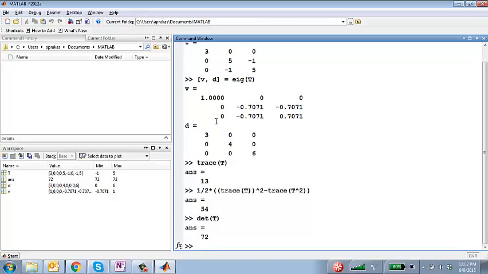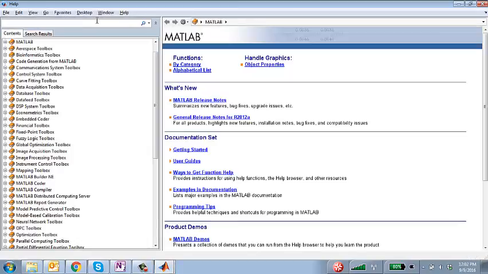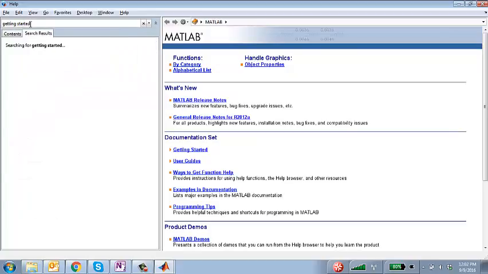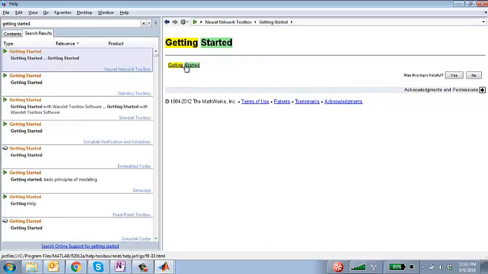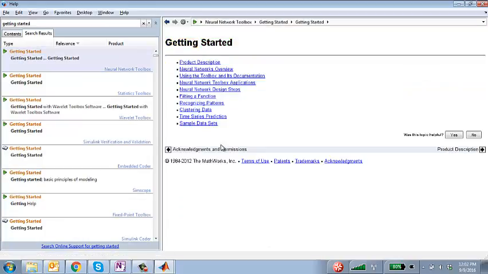And maybe the best way to explore that is to go to its help window. And that will open up something like this. If you search here for getting started, it takes you to this section, which would be the first place I would go through and make sure that you understand how to use MATLAB. And anything more than that, you can keep on learning as you go along.